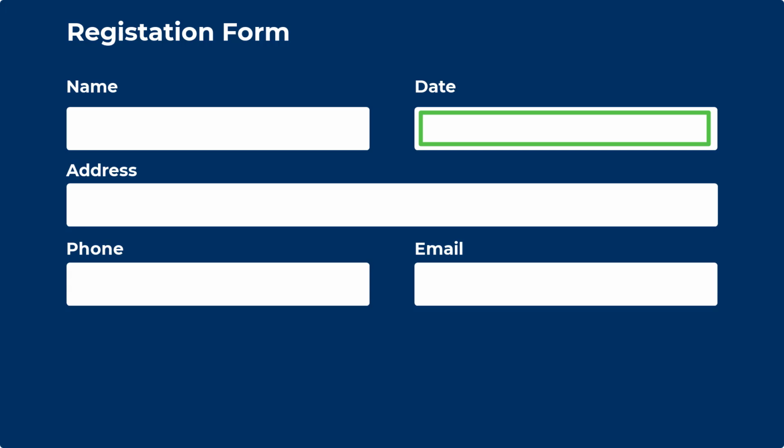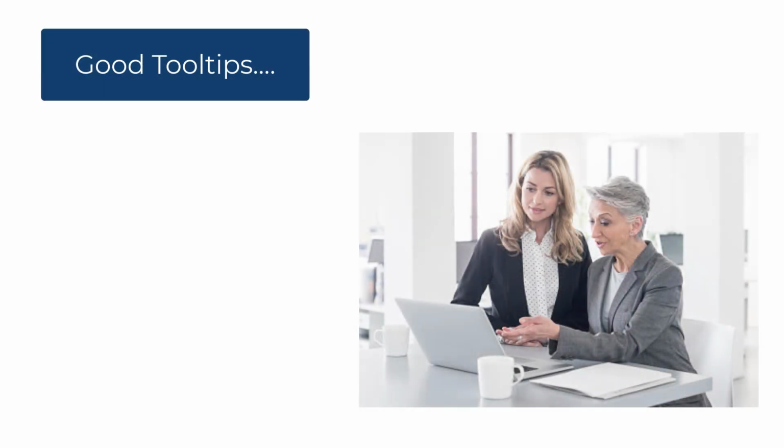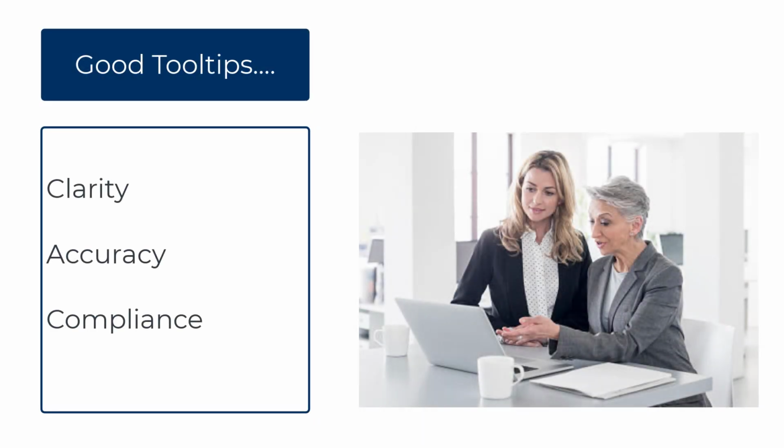When the user enters edit mode, the screen reader reads the tooltip to tell the user exactly what to enter. For example, "Enter date in month, day, year format." The tooltip must be precise and include formatting instructions or clarifications if necessary. Good tooltips support the following: clarity, so users don't guess what's needed; accuracy, reducing mistakes or incomplete submissions; compliance, meeting WCAG, Section 508, and ADA accessibility standards.